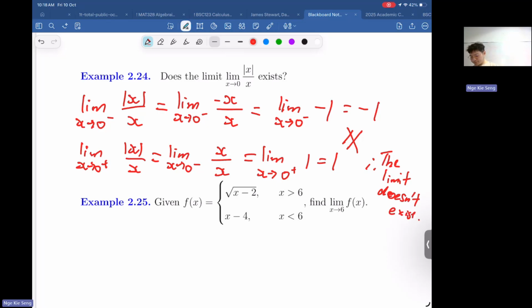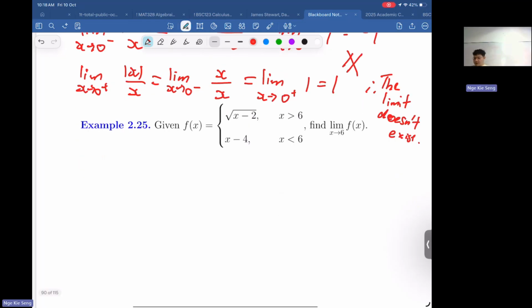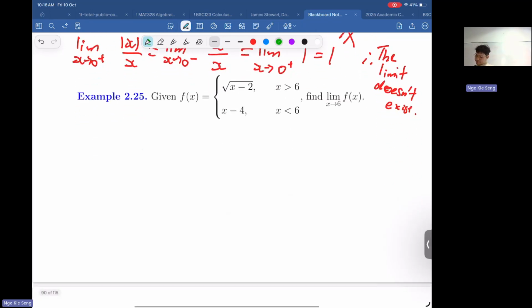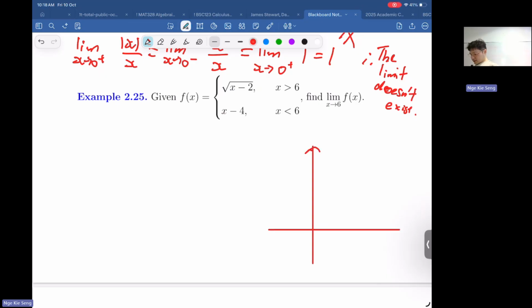Okay, how about the second one? I strongly suggest you plot this out. Sketch it, or you use GeoGebra to help you. Please learn to sketch, and then check whether your solution matches up with the picture or not. How about f(x) equals x minus 4 for x less than 6, and square root of x minus 2 otherwise. So how does this look like in the picture?